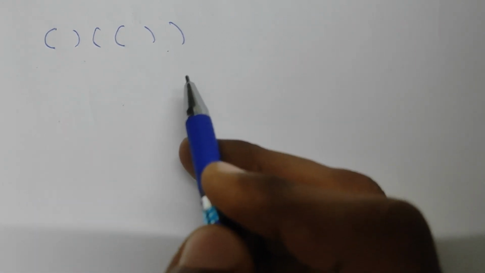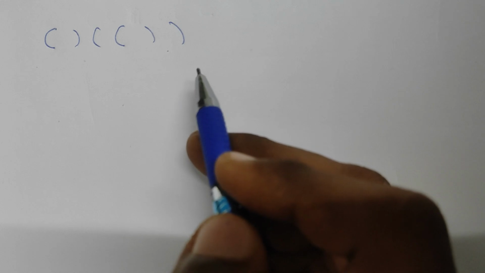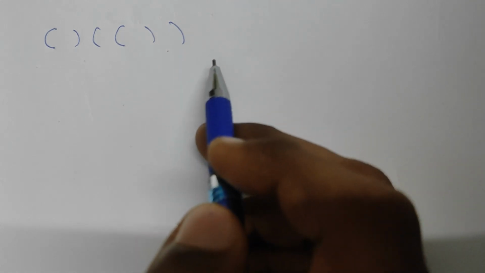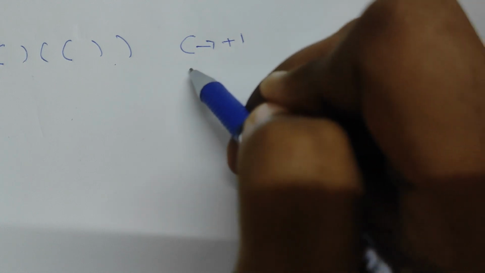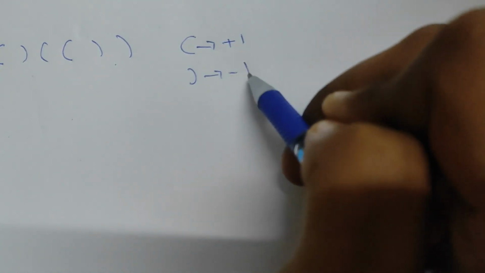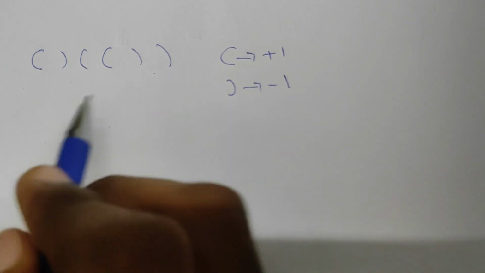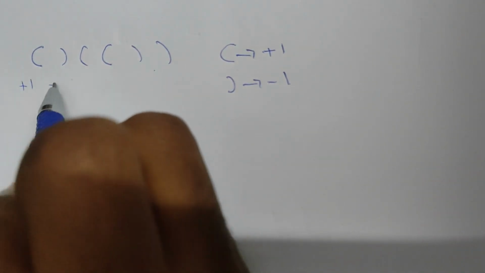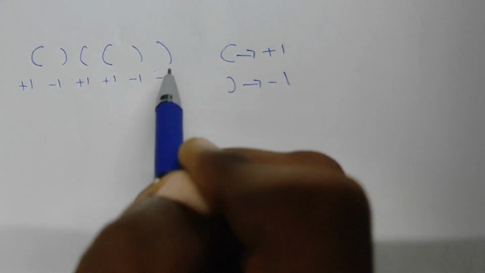When is a bracket sequence a regular bracket sequence? A bracket sequence is regular when it satisfies this property. Suppose we assign plus 1 to an opening bracket and minus 1 to a closing bracket. So what will be the total sum of this? This will be a plus 1, this will be a minus 1, this will be a plus 1, this will be a plus 1, this will be a minus 1, this will be a minus 1.